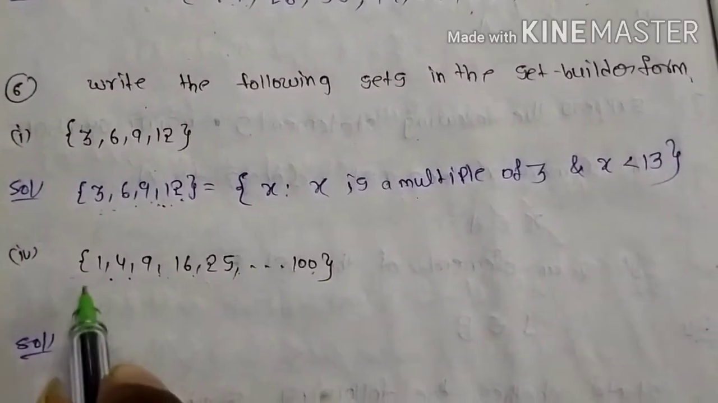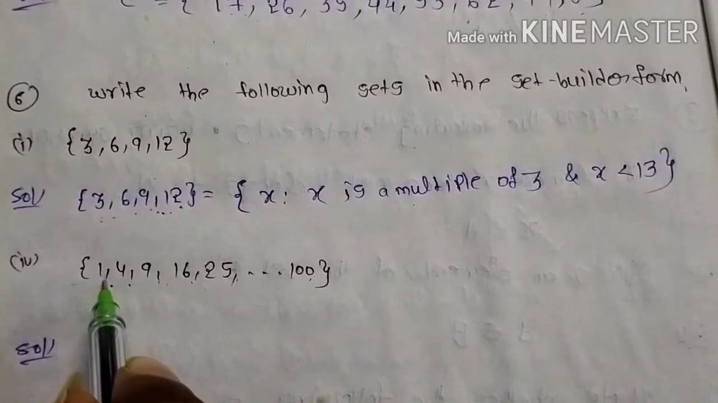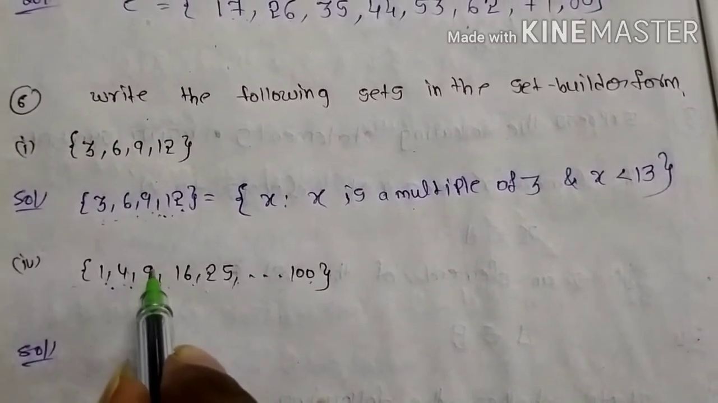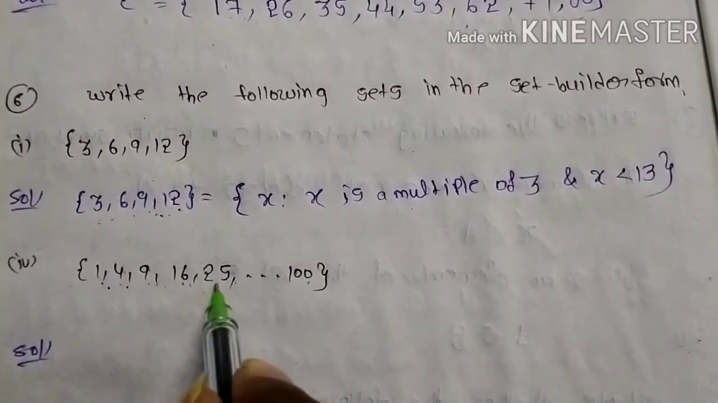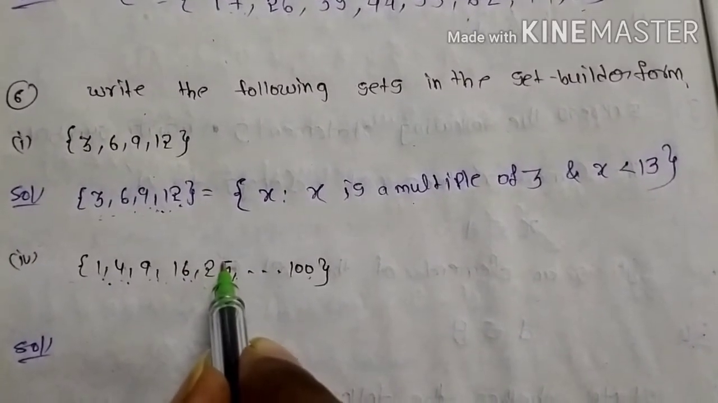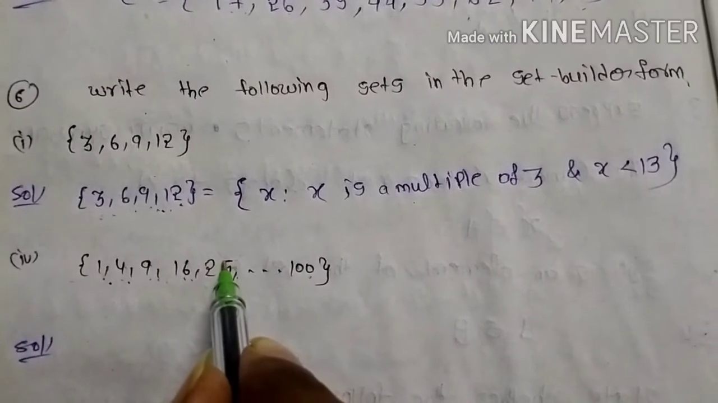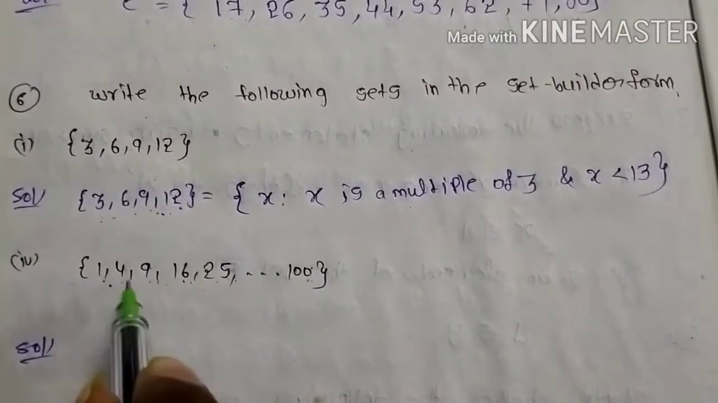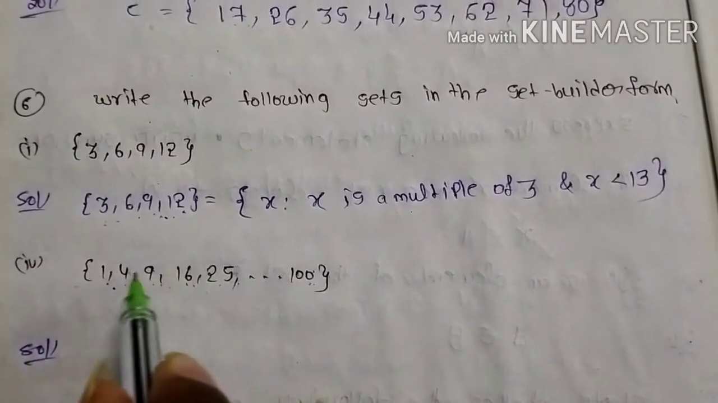In the similar way, you can see the next one: 1, 4, 9, 16, 25 up to 100. See here, 1 means can you represent 1 square or not? 4 means 2 square or not? 9 means 3 square, 9, 4 square 16, 5 square 25. These are all things you have studied in the 8th class squares and square root chapter. In the similar way, 10 square is how much? 100 or not? That means all these are square numbers or not?